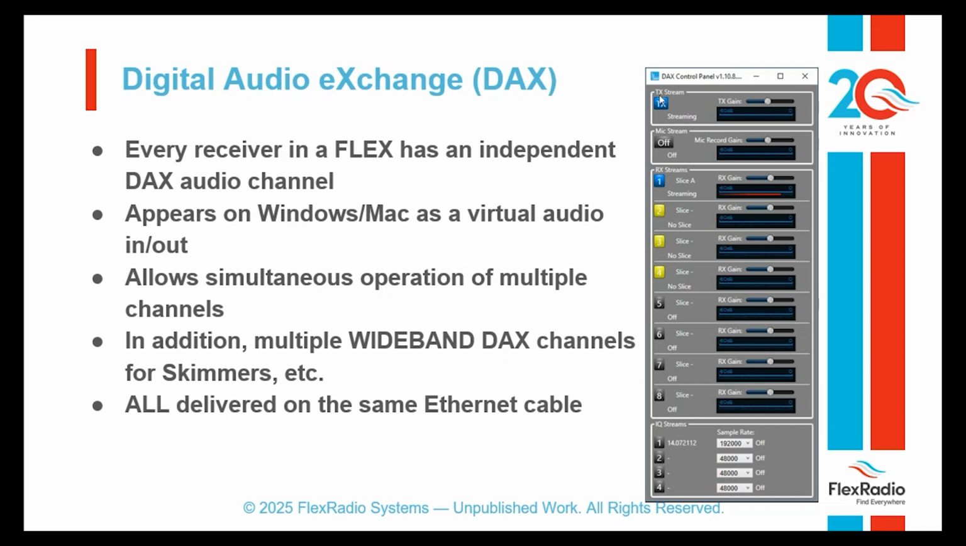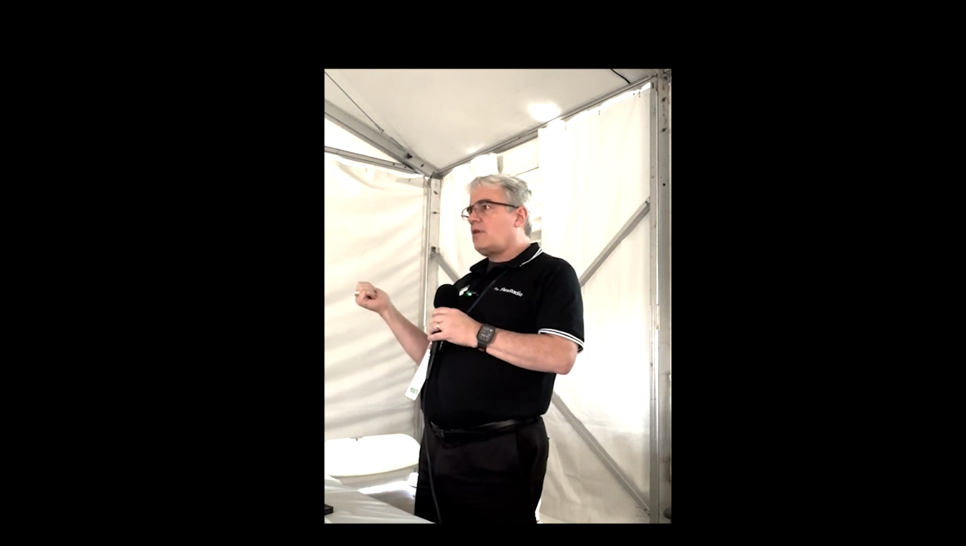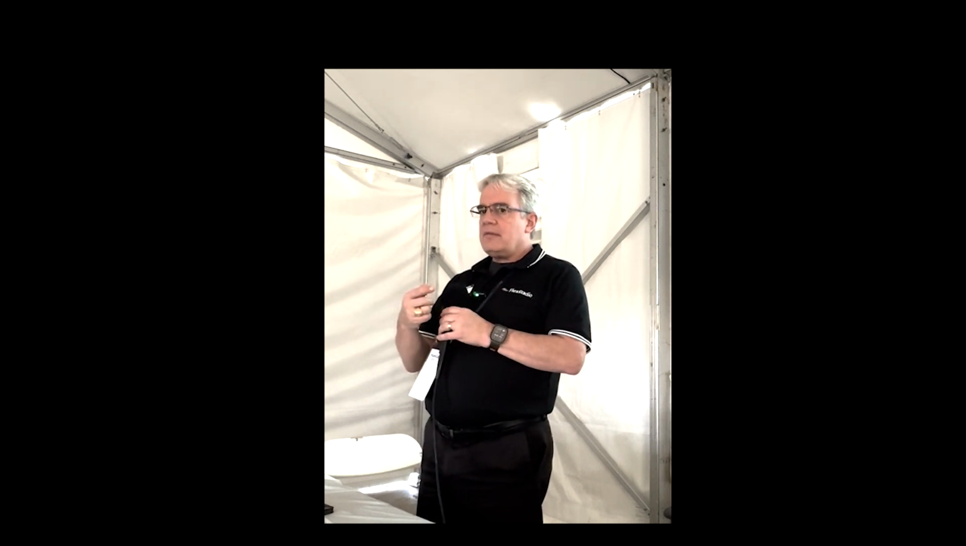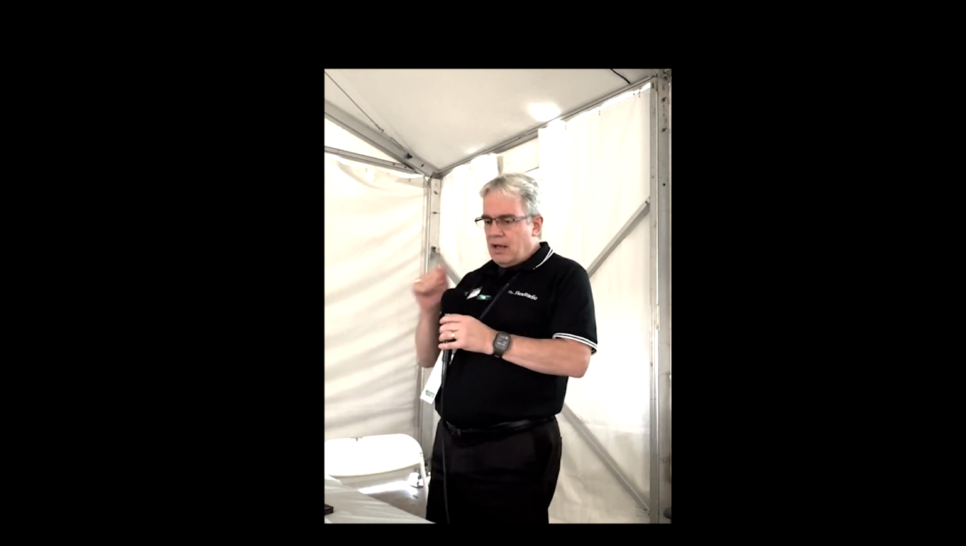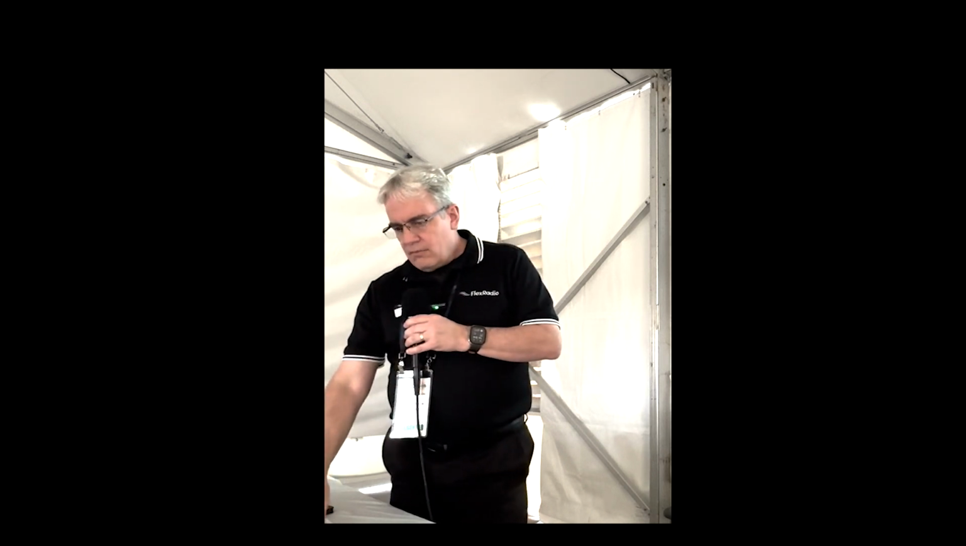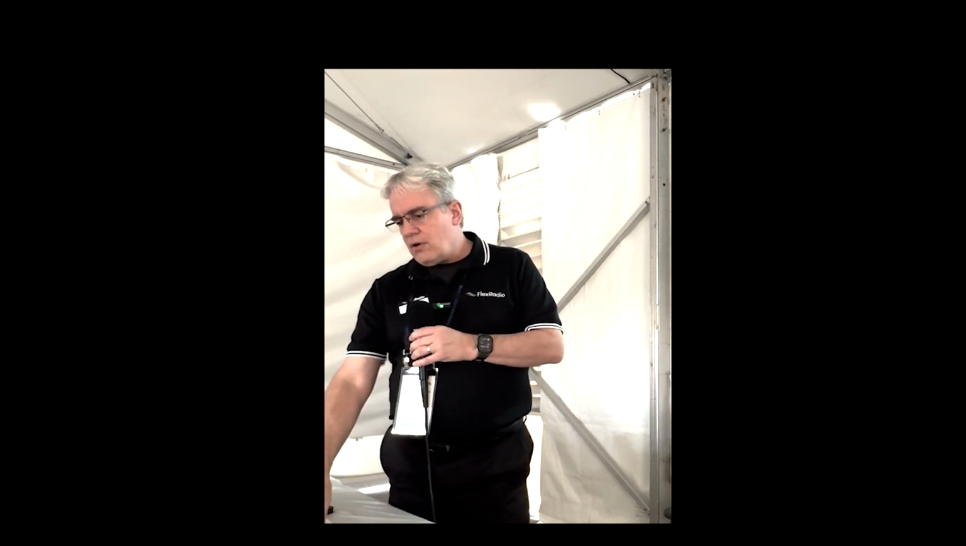So this is a panel called the Digital Audio Exchange. It takes the receiver audio out of each of the receivers in the radio, turns it into an Ethernet signal, sends it across to your computer, where we reconstitute it into a virtual sound card. So then you can point your sound card audio programs at that and connect directly back to the radio, and it's all transparent. We also do the same thing for control over CAT.